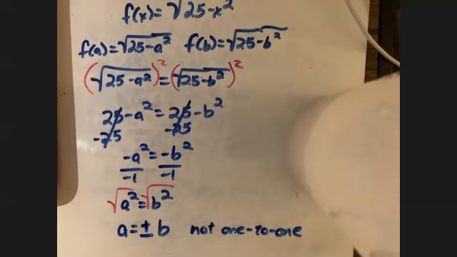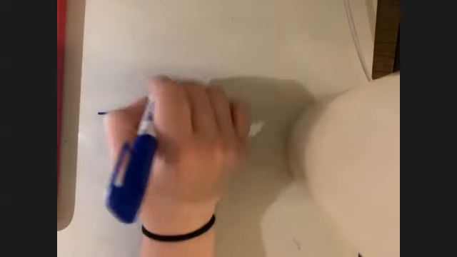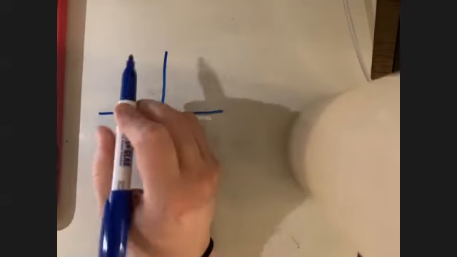Now, this was an algebraic way to show that something is or is not 1-to-1. And again, the whole thing about 1-to-1 is that it's going to give us an inverse function. Again, we can do inverses all day long. It just doesn't always mean that it's going to be a function. Now, for example, with that last one, the square root of 25 minus x squared.